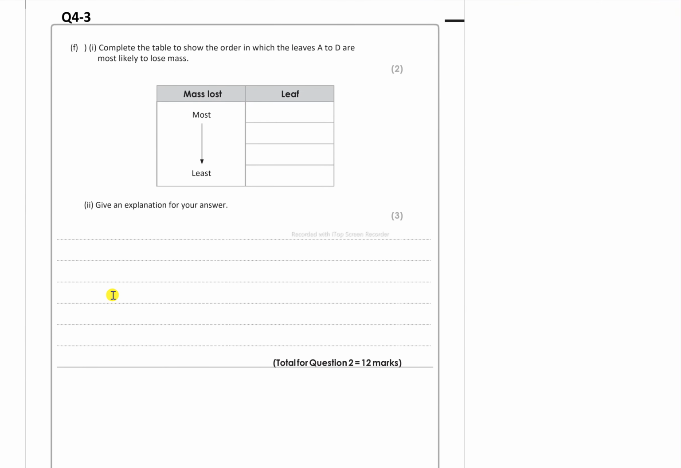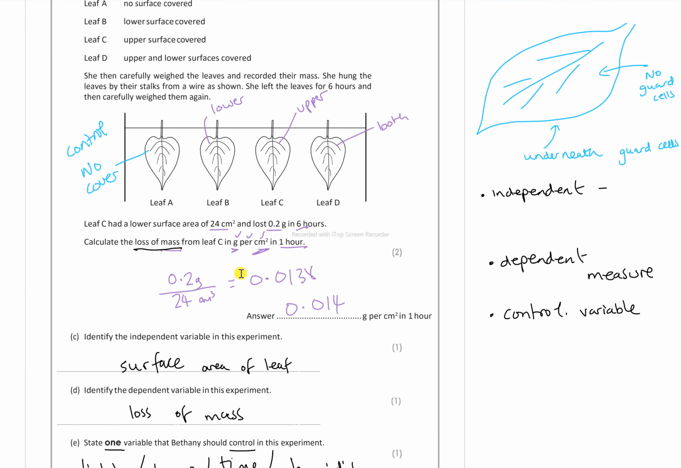Right. Which one lost the most and which one lost the least? Right. The most. Let's look up here. Let us get rid of this. Now, here we've covered nothing. Here we've covered the bottom, right? This is the bottom where you've got the most stomata.